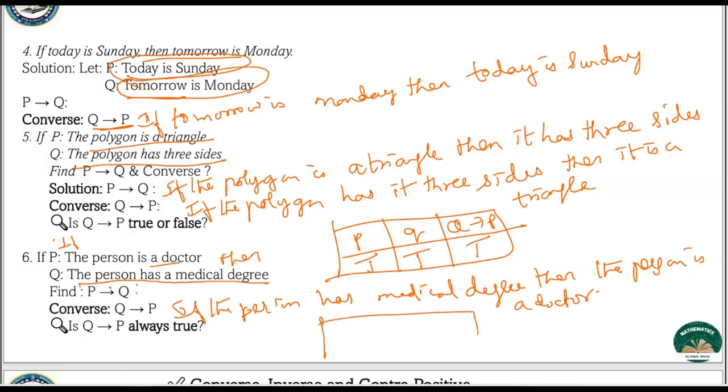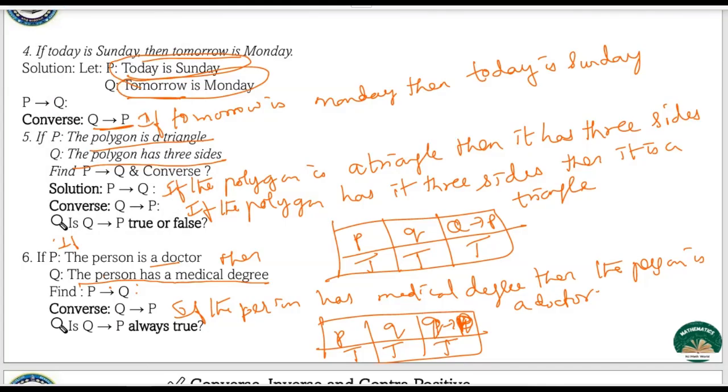What will be the truth table of this? P, Q, P implies Q, and Q implies P. The person is a doctor, yes, he has a medical degree, true. If both are T, the answer is T. Only the condition TF is F. Otherwise, it is all true.